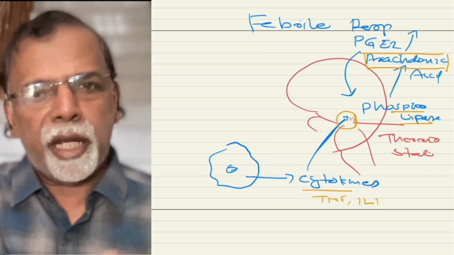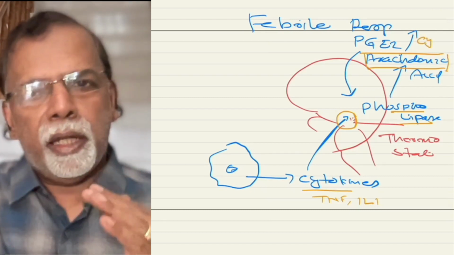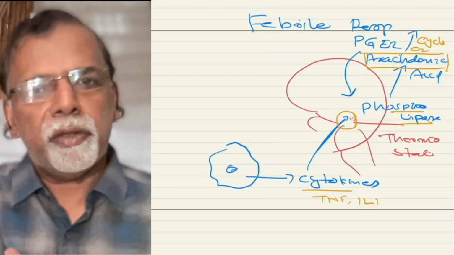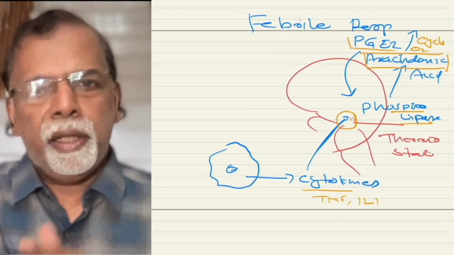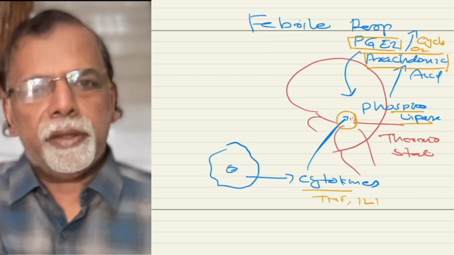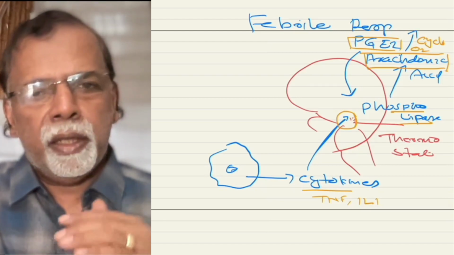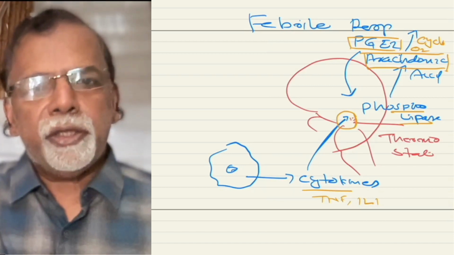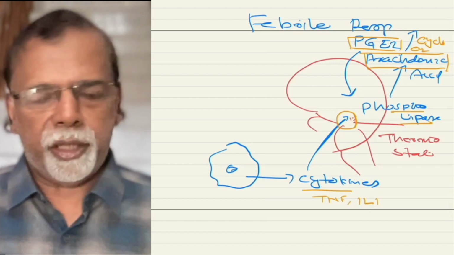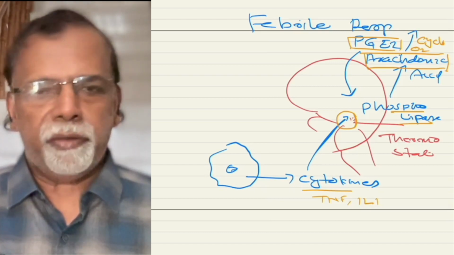Phospholipase liberates arachidonic acid from the plasma membrane, and this arachidonic acid is a substrate for the cyclooxygenase pathway. The cyclooxygenase pathway produces prostaglandin E2, and this is responsible for the changes in the thermosensitive neurons of the thermoregulatory center, or the thermostat. It will produce the fever.